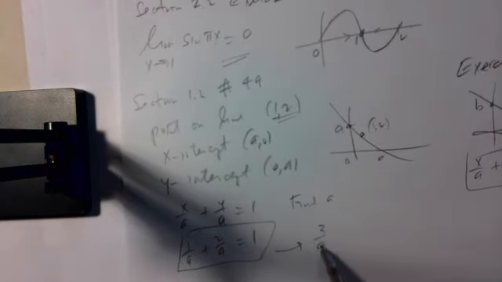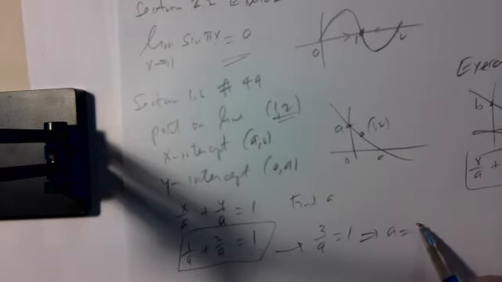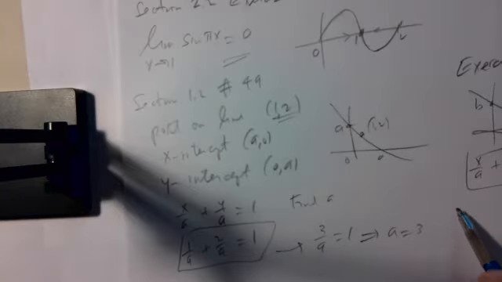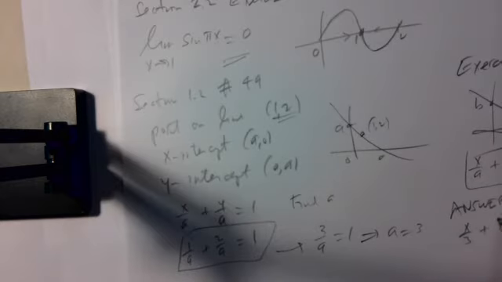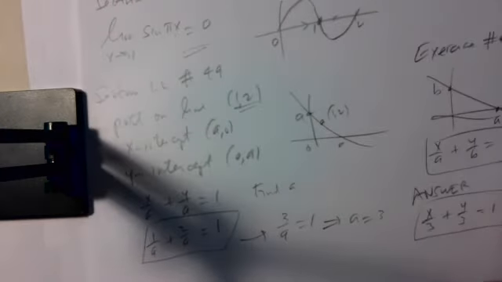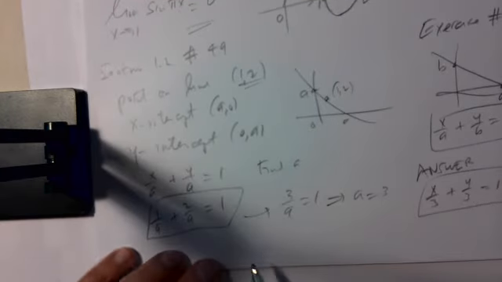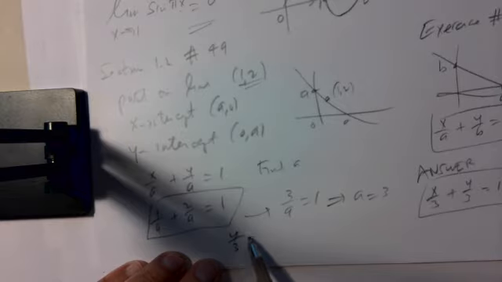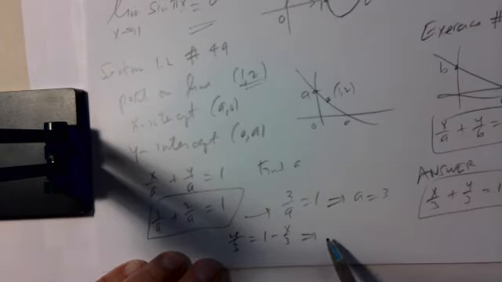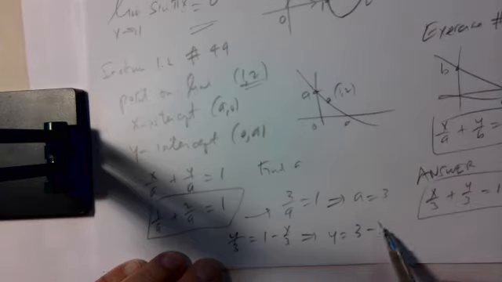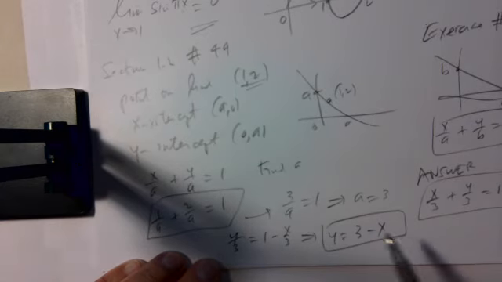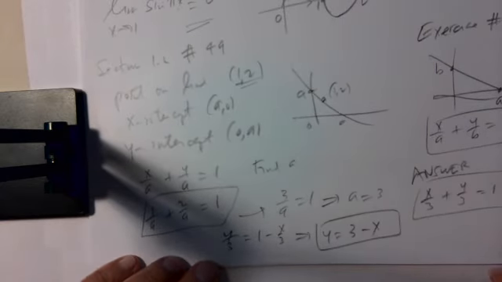And 1 plus 2 is 3. 3 over a is 1. So a is equal to 3. So the answer to this problem is x over 3 plus y over 3 equals 1. That's the equation of the line. And if you wanted to put it in the standard form, you would say, okay, well, y over 3 is 1 minus x over 3. So y is 3 minus x, which is another equation for the same line.